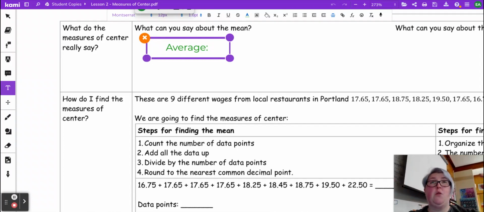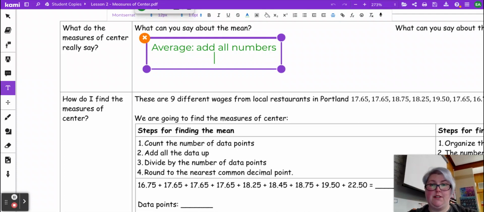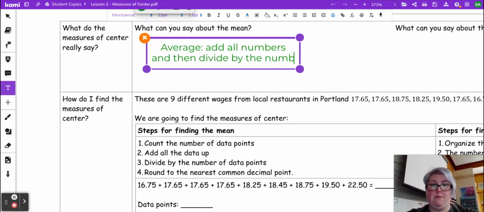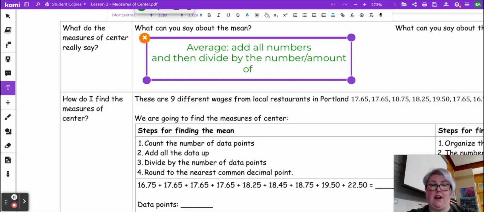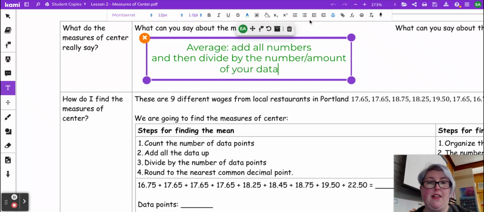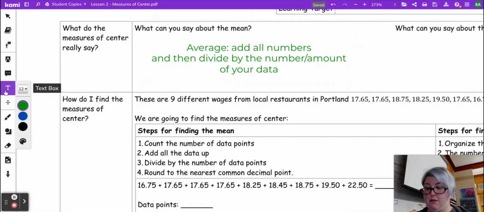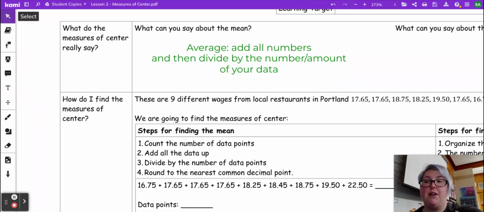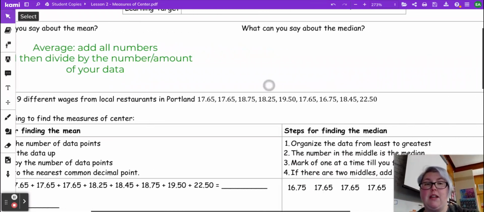That is when you add everything up, add all the numbers, and then divide by the amount of numbers in your data set. So if you have a set of 12 points, you are going to add all those up, divide by 12, and you're going to get the mean.